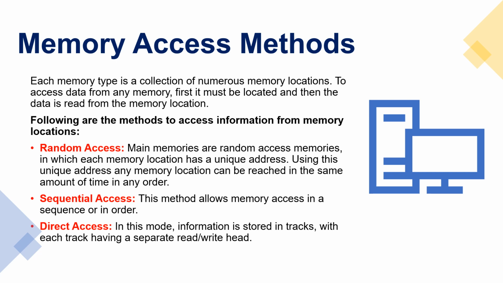Memory access methods. Each memory type is a collection of numerous memory locations. To access data from any memory, first it must be located, then the data is read from the memory location. Following are the methods to access information from memory locations. Random access. Main memories are random access memories, in which each memory location has a unique address. Using this unique address, any memory location can be reached in the same amount of time in any order.